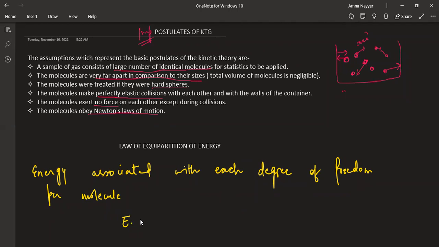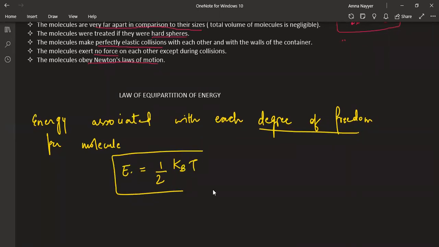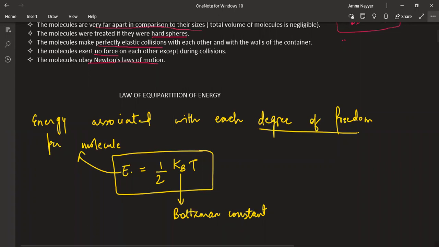So the formula of energy is half. Do not go into the definition so much. Degree of freedom, I am going to tell you in detail because this is important. So this is half kBT. This is the energy that is associated. Half is the constant. kB is known as the Boltzmann constant. So what is the value of this kB?